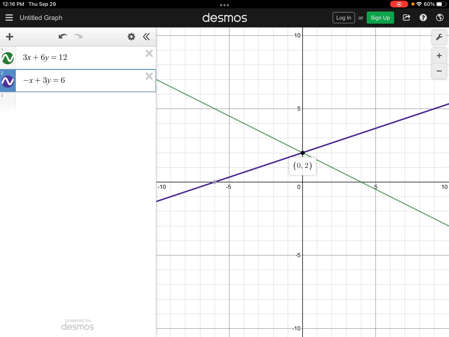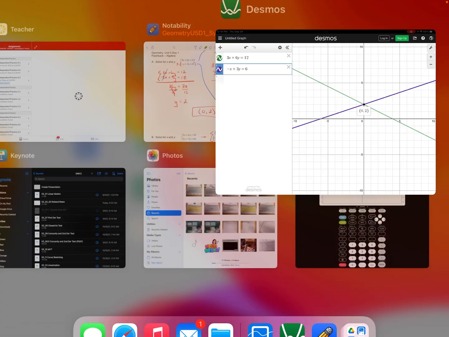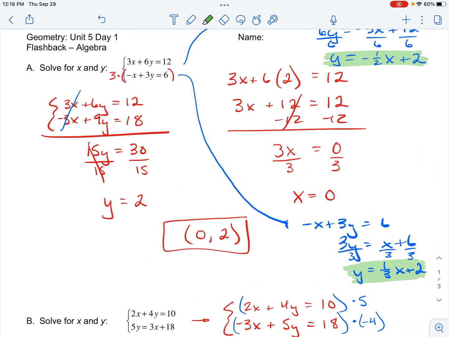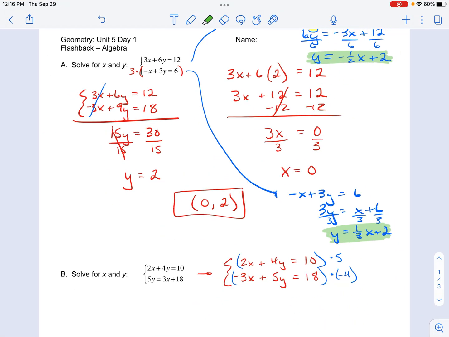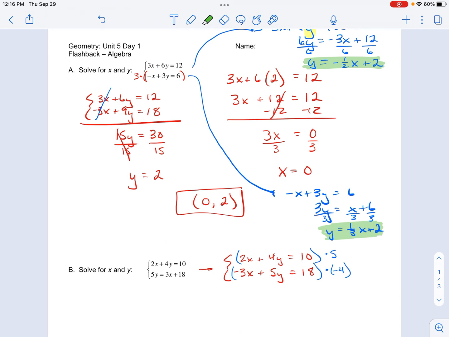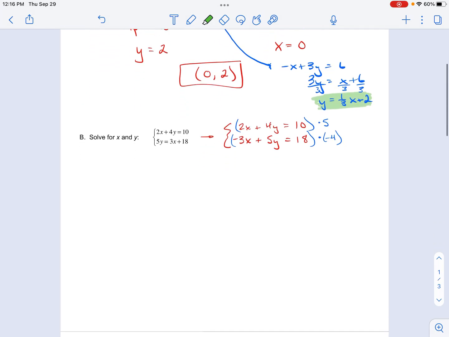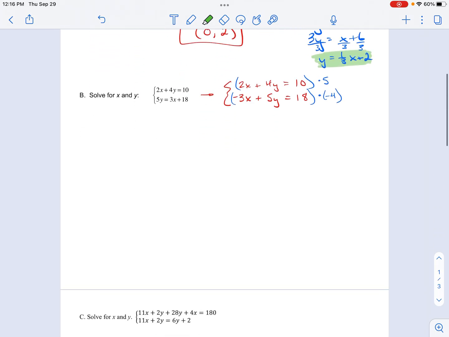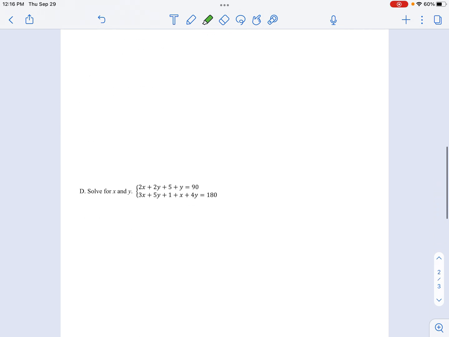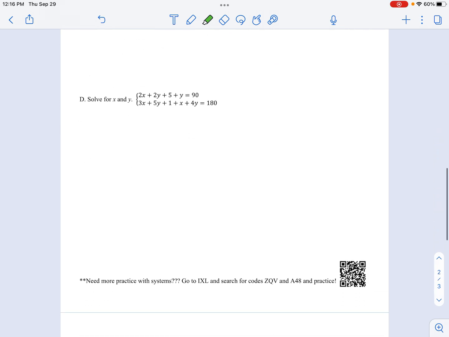So a couple of different ways that you can check your work. You can use these iPad apps. You can use your handheld graphing calculator and verify the answer that you are getting using your algebra skills. Feel free to go back and rewatch any parts of this video to help you understand solving a system, and then go ahead and move forward with trying B, C, and D. Again, answers are located in Canvas.